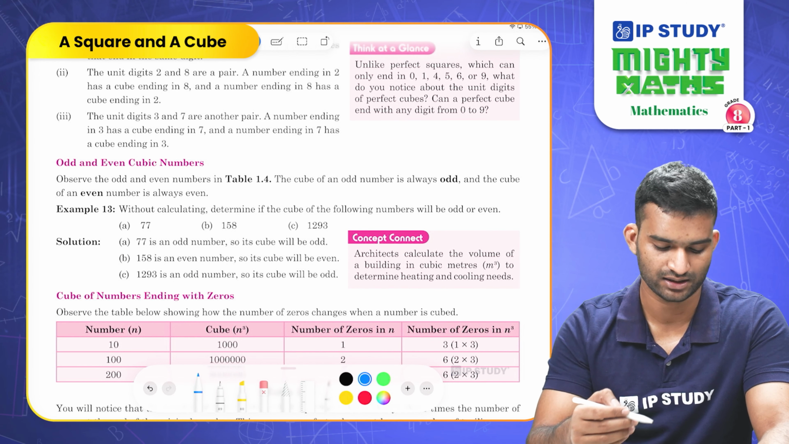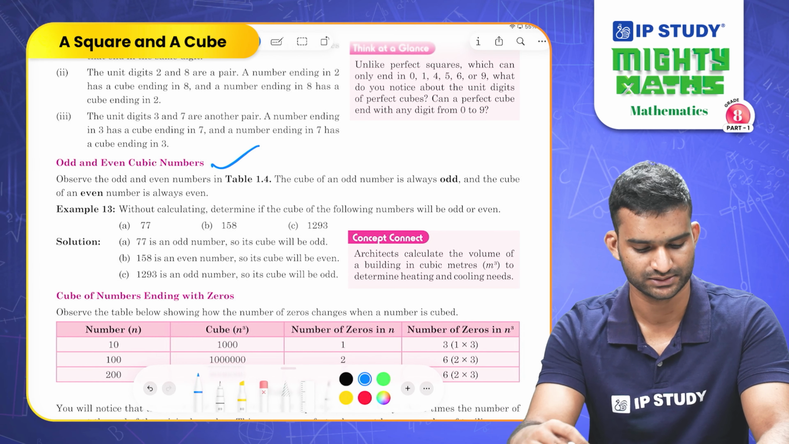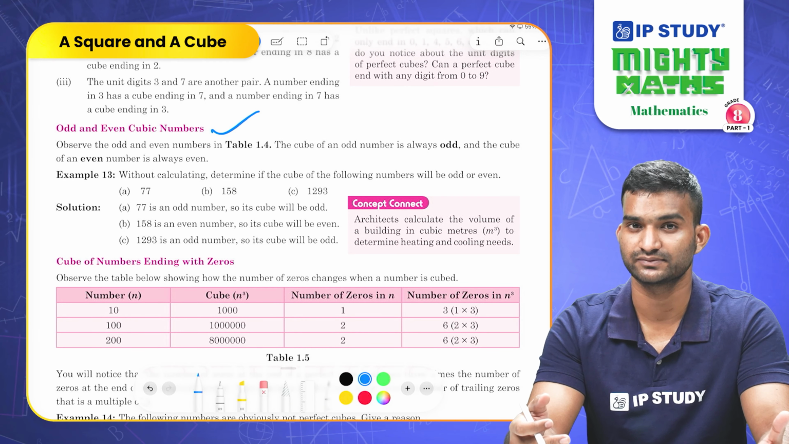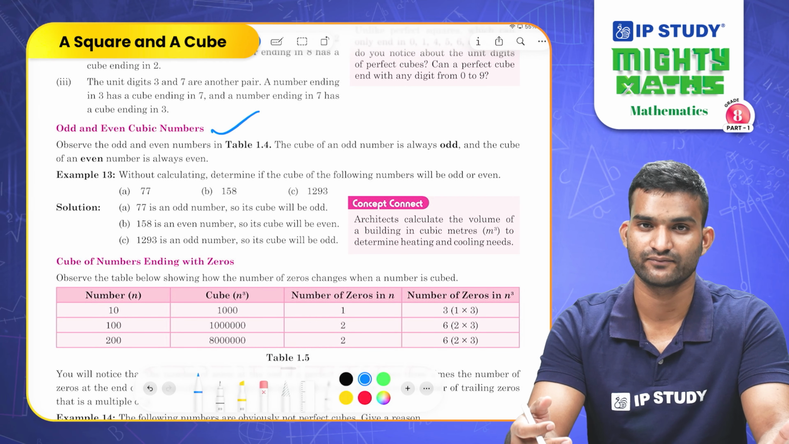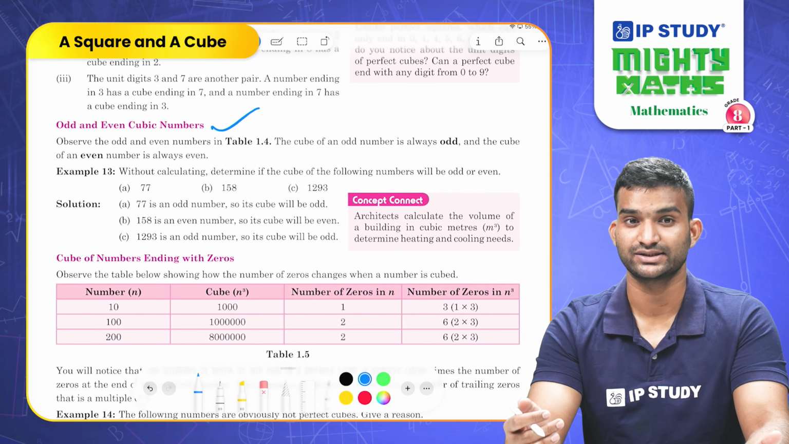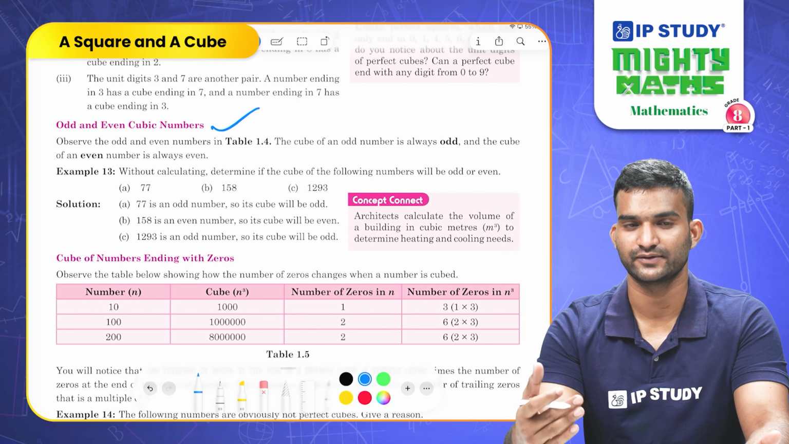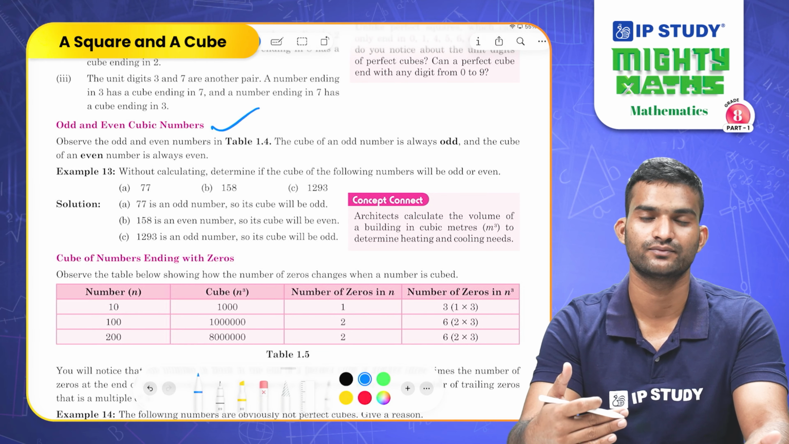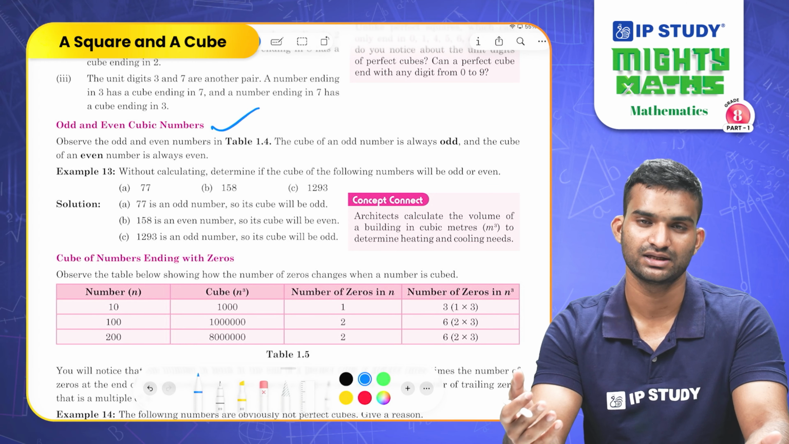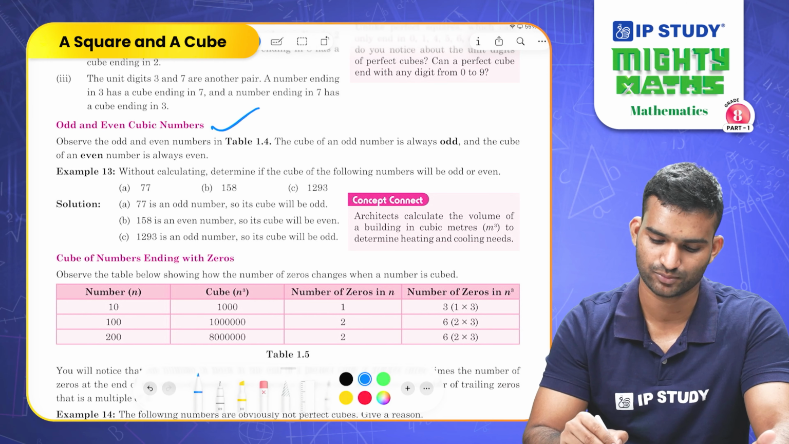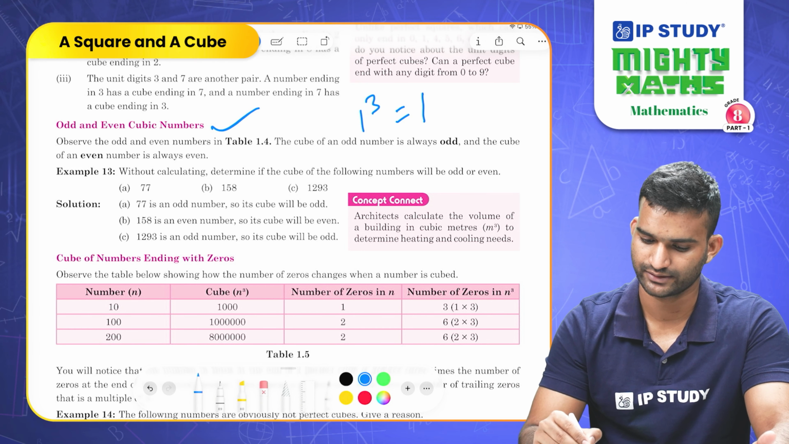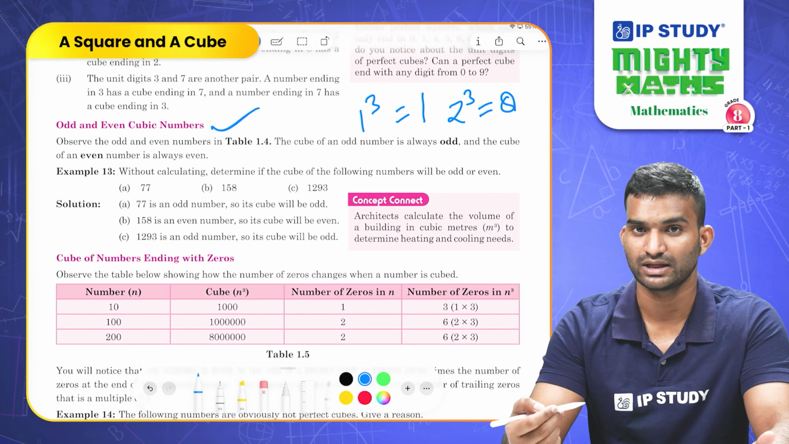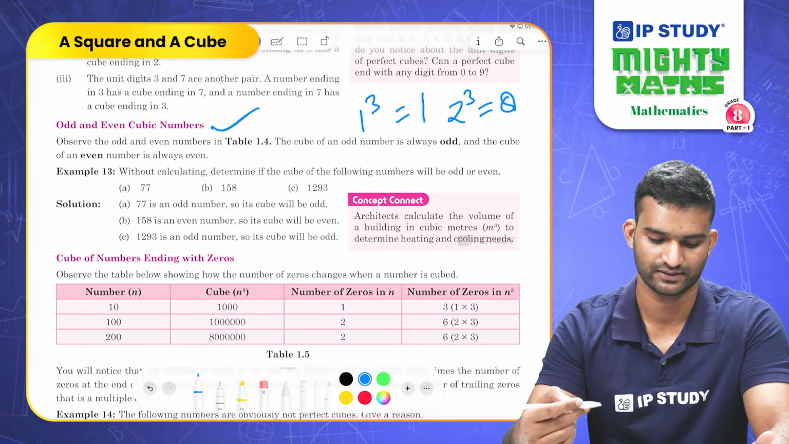So let's understand our next subtopic, which is odd and even cubic numbers. Likewise, whenever we were taking a square of even or odd numbers, we were getting the same parity. In the same way, when we are taking cube of certain numbers, for example, cube of an odd digit will always result in an odd number, and cube of an even digit will always result in an even number. For example, cube of 1 is 1, and cube of 2 is 8. So cube of any odd digit is always odd, and cube of any even digit is always even.